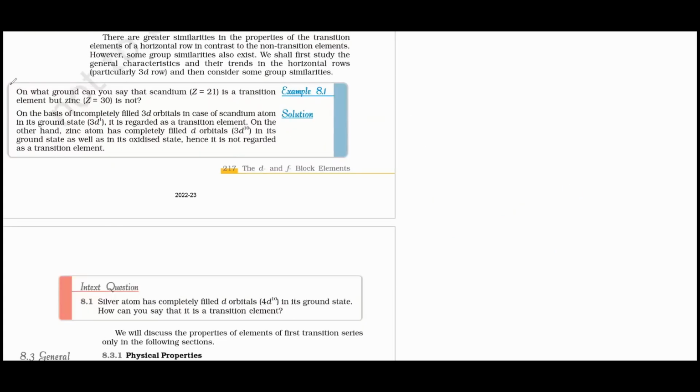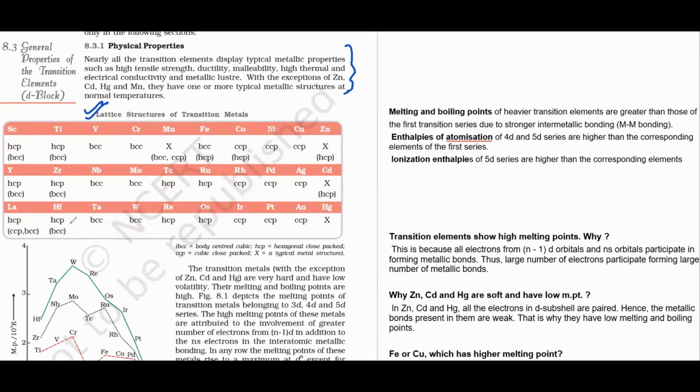Each of the in-text questions, which I'm not repeating here, plus the NCERT exercise questions, all these should definitely be done. And then the NCERT exemplar questions should be done. And under physical properties, how are you going to remember these?